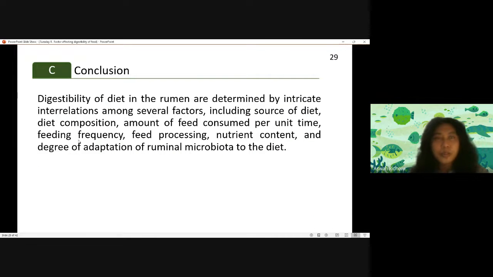So for my conclusion, maybe we can say that the digestibility of diet in the rumen is determined by the interrelation among several factors, including source of the diet composition, amount of feed consumed per unit time, feeding frequency, feed processing, nutrient content, and the degree of adaptation of ruminal microbiota to the diet.